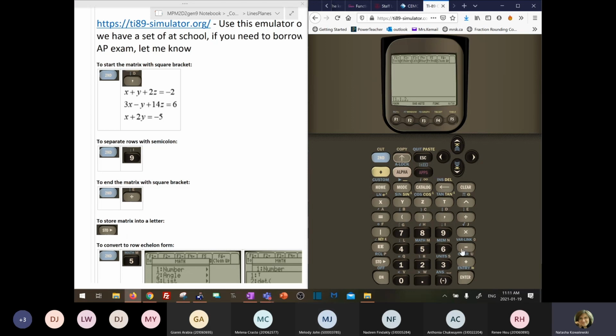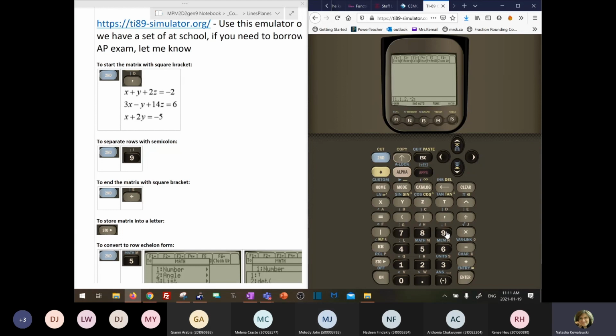So for -2, you have to actually press the negative button that's below the 3. Don't use the subtraction button, because the calculator doesn't know that it's equivalent. So you have to put negative and then 2. And then we want to move on to the next row. For the next row, we want to do a semicolon. So second function 9, above that is semicolon.